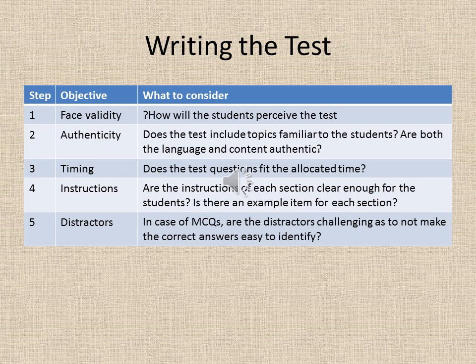The third step is about writing the test, and here we have also like 5 steps. First of all, we have to consider the face validity, authenticity, timing, instructions, and distractors. For the face validity, we have to consider how well the students receive the test, and for authenticity, does the test include topics familiar to the students? Are the language and the content authentic?